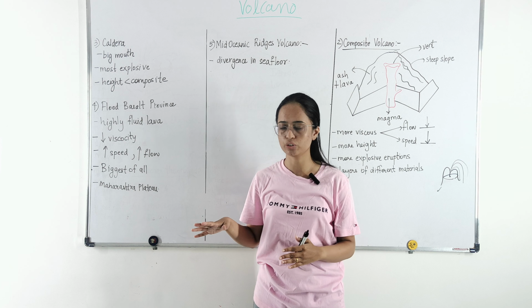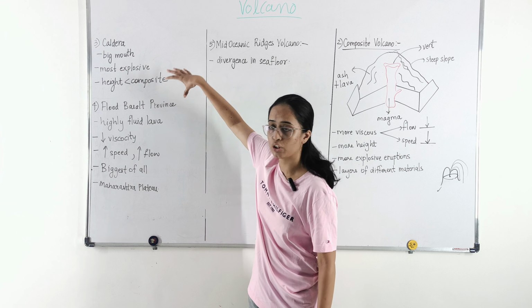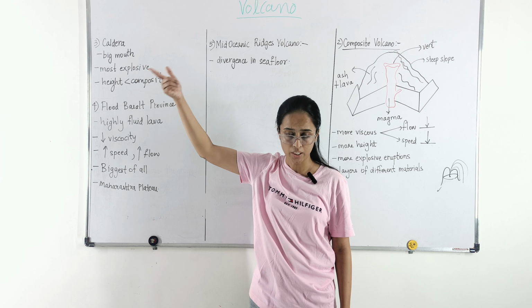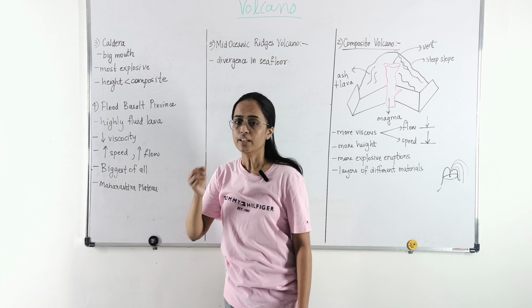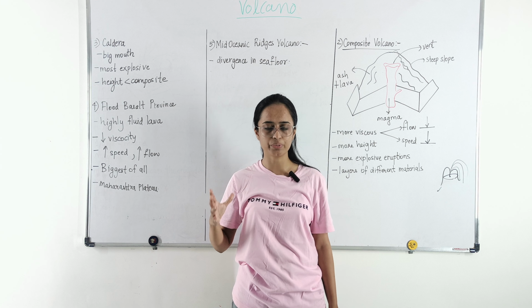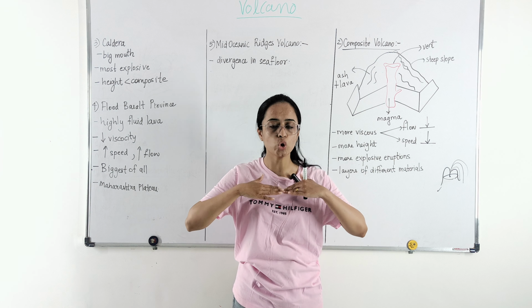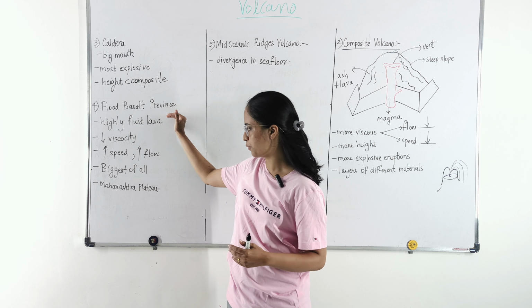So in this case also, if you see, the nature of the lava is highly fluid, उसकी viscosity बहुत कम है, and that is why the speed of lava in this case is very high, its flow is very high, and that is why it flows like a river, and hence it is called as a flood basalt province.